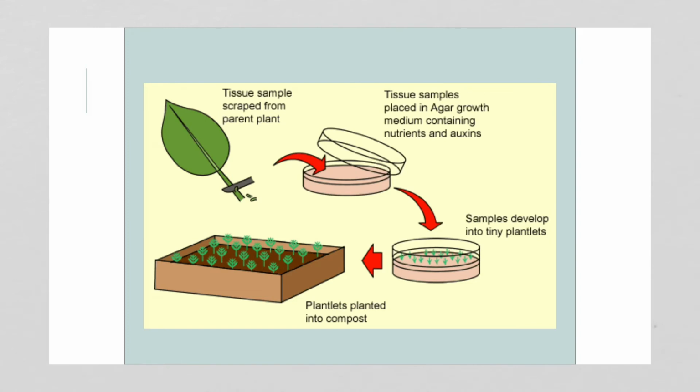This is a picture showing what's happening. A scalpel has been used to scrape off a tissue sample. The samples are put on what is called agar growth medium. Basically these are petri dishes that have the nutrients that the cells need to survive. And they have something called auxin. Auxin is a hormone that stimulates plant growth. By having that in the petri dish, the cells will start to divide into tiny little plantlets. As they get a little bit bigger, you can put them into soil or compost, and suddenly you have a whole bunch of little plants growing when you just took a few cells from the original parent.